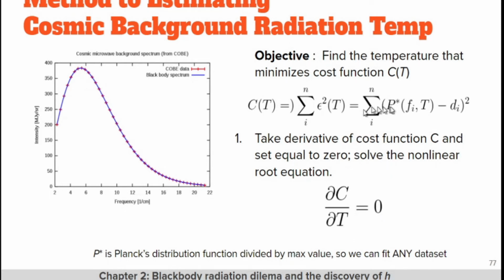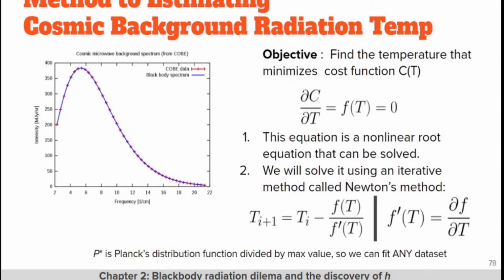Again, we're reminding ourselves that this P is Planck's function divided by its peak value, and then we're summing that up over all of our data points. Hopefully this makes sense, and by doing that, we are able to basically fit any data. It doesn't really matter what it is, as long as it's valid spectrum data, we'll be able to extract the temperature from it by this formulation. So let's keep going.